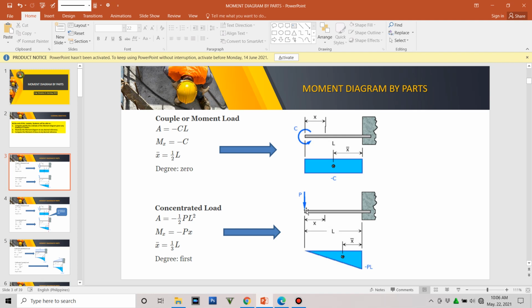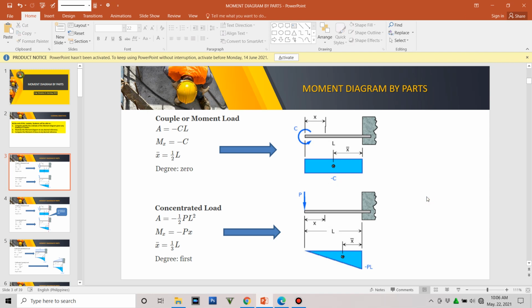This is the P. The P is actually the toe of your triangle. Okay? So, it is 0 there, and it goes up until it reaches the maximum value at your fixed support. And that is simply equal to P times L. It only became negative because this is going downwards. Now, when it is going upwards, then that is how your triangle looks. Okay? P times L. So, P is simply multiplied by your length. And it will form a triangular one.